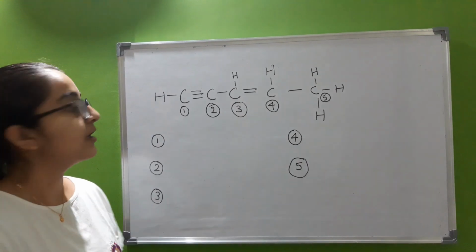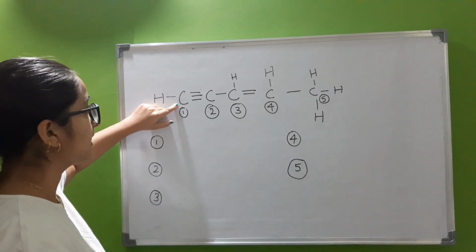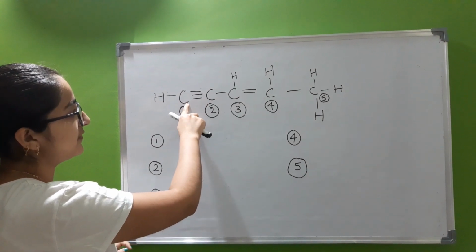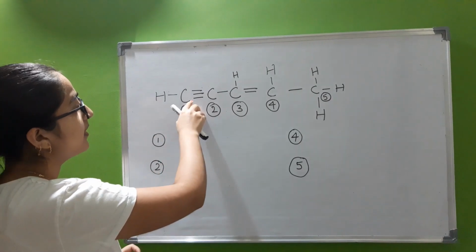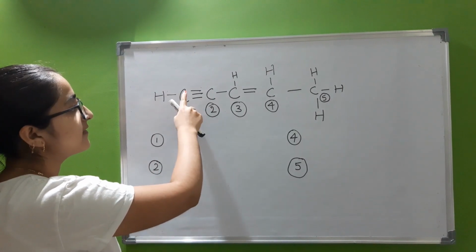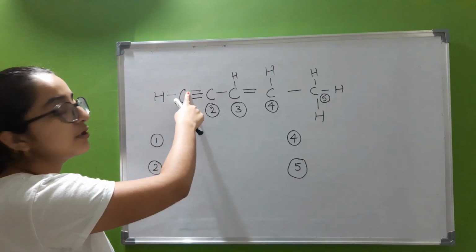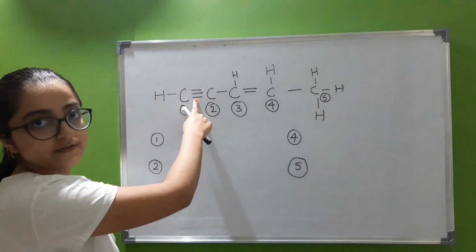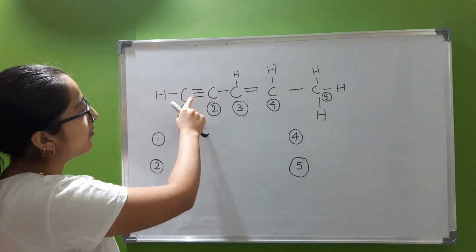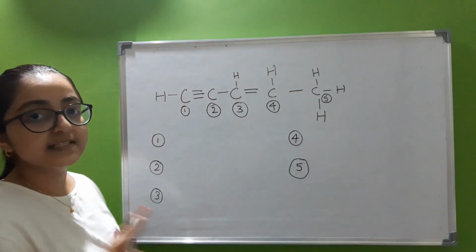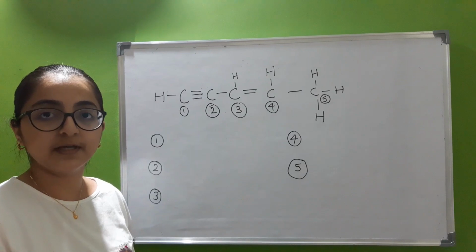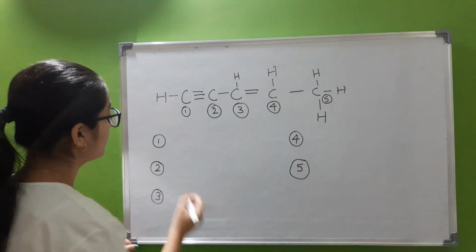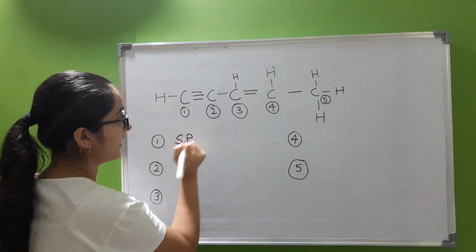So coming to carbon number 1, let's look at the hybridization of this and this. We are aware that the first bond formed between two carbon atoms is always the sigma bond. The later two are the pi bonds. So here the number of pi bonds is 2. Since there are 2 pi bonds formed here, the carbon is sp hybridized. So carbon number 1 is sp hybridized.